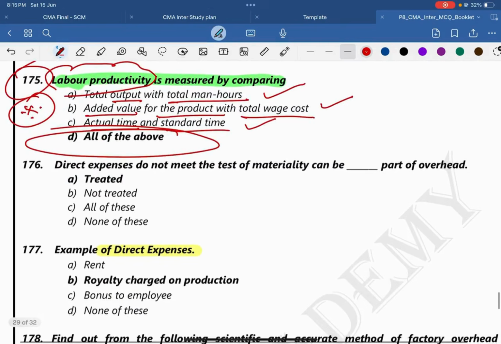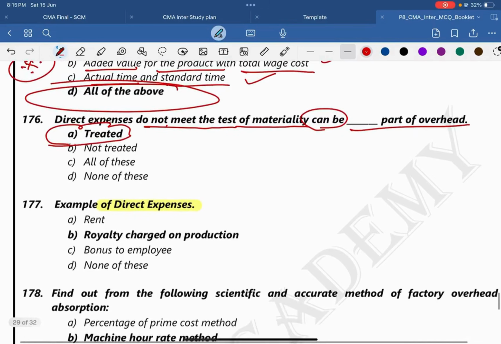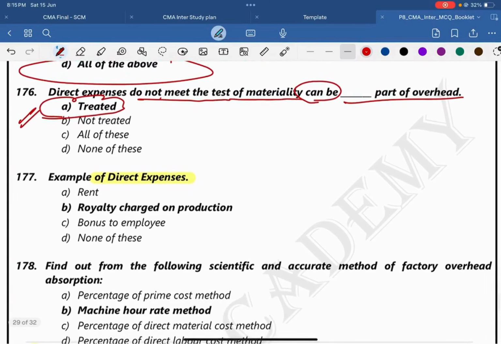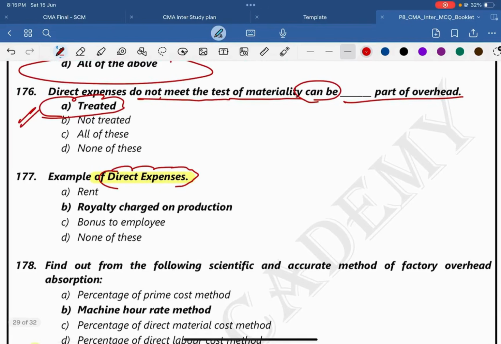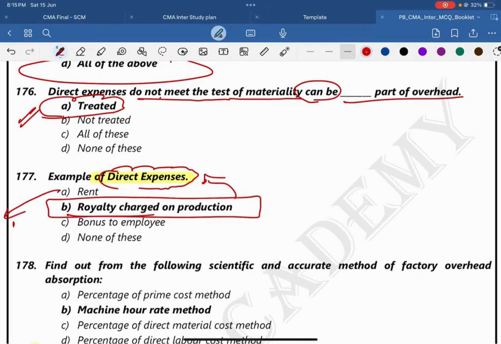Then 176: direct expenses that do not meet the test of materiality can be treated as part of overheads. Refer to this question also. 177: examples of direct expenses. Royalty charged on production is an example of direct expenses. Rent is an overhead. Bonus to employee is an employee cost. None of these is not my answer.